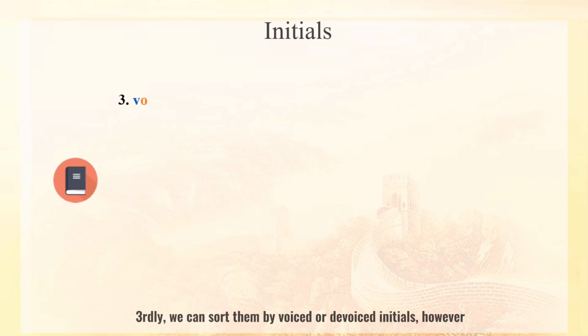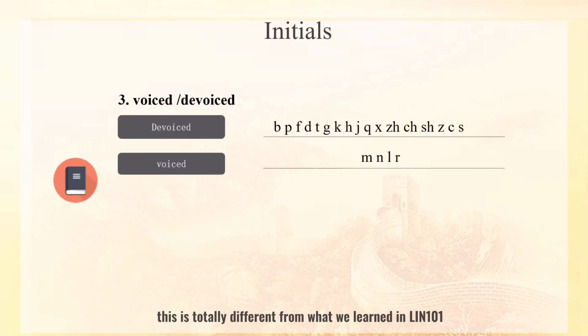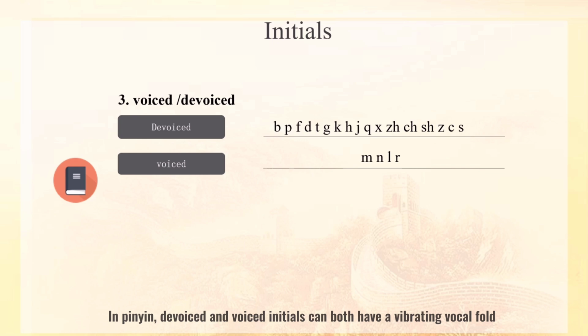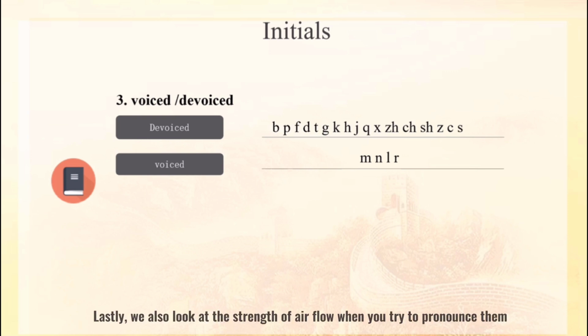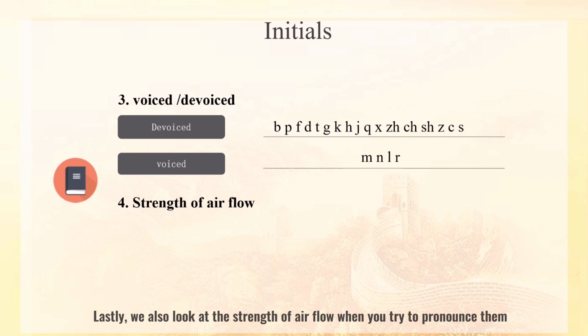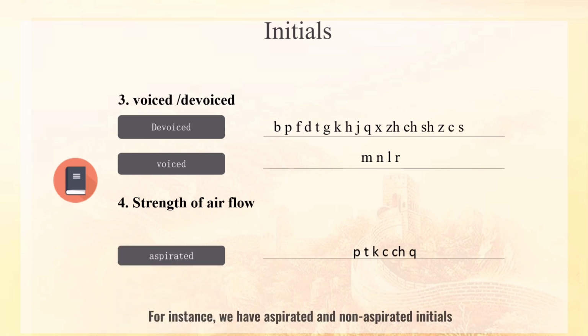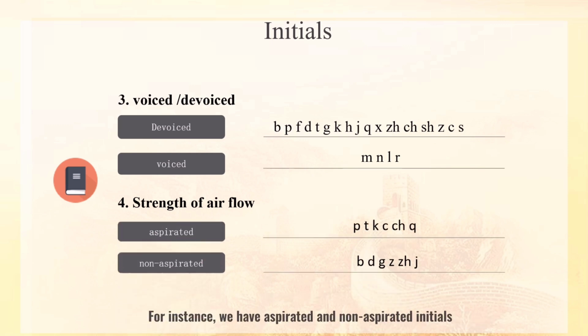Thirdly, we can sort them by voiced or devoiced initials. However, this is totally different from what we learned in LIN101. In pinyin, devoiced and voiced initials can both have a vibrating vocal fold. They are not determined by whether the vocal folds are vibrating or not. Lastly, we also look at the strength of airflow when you try to pronounce them. For instance, we have aspirated and non-aspirated initials.